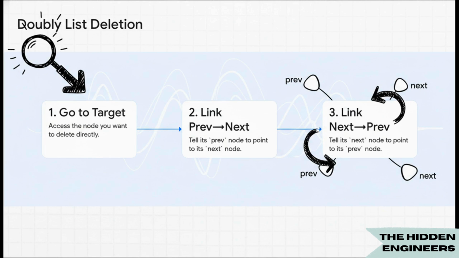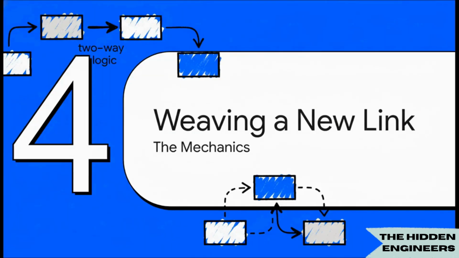And that's it. No traveling from the start. It's direct, it's clean, and it is so much more efficient. And this awesome two-way logic applies to everything, not just getting rid of nodes. So let's take a quick look at how it works when we want to add a new node right into the middle of our list.